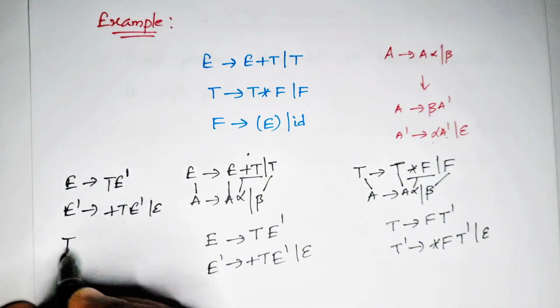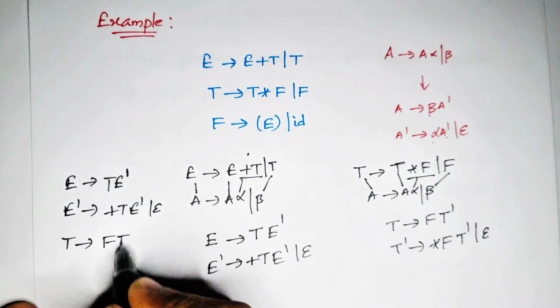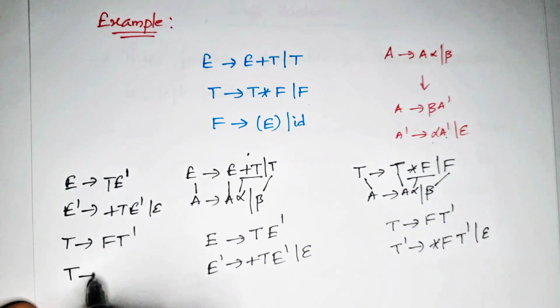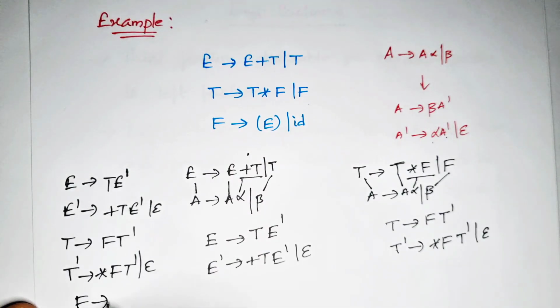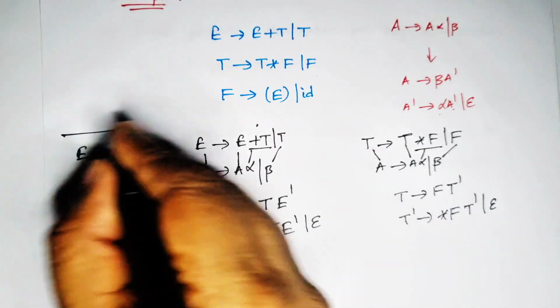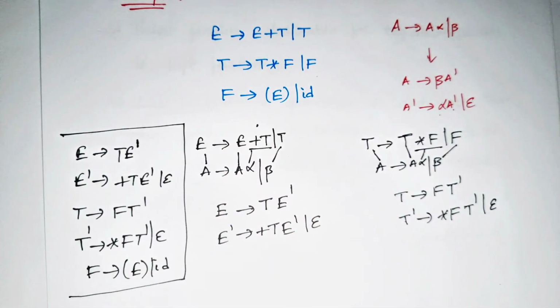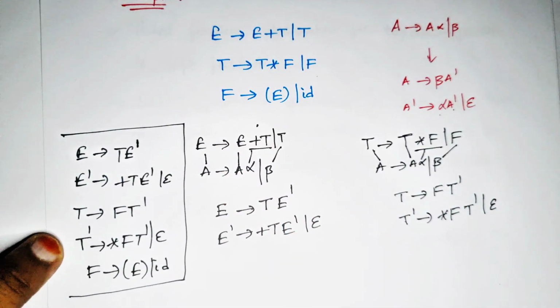Next this T goes to F T dash, T dash goes to star F T dash or epsilon, and there will be no change in the last productions as there is no left recursion. This is the final converted grammar after removing left recursion.